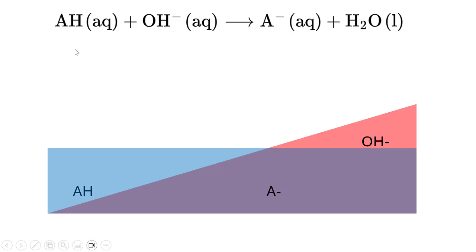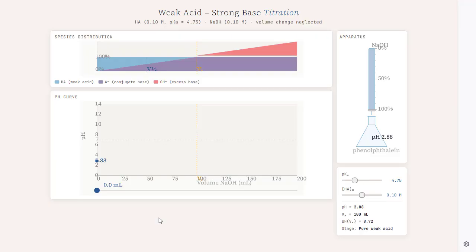And once the amount of OH minus added is equal to the initial amount of AH, we reach this equivalence point where the pH changes in a different way, as we'll see as we go through the simulation. Okay, the way this works is with the slider down here. So I can grab the slider.